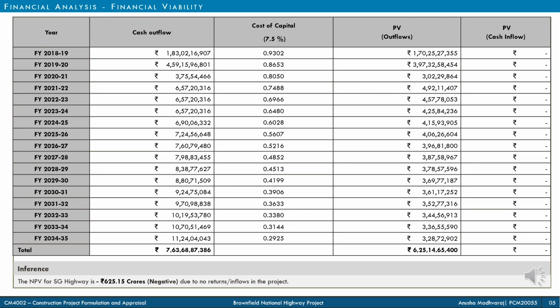Due to the absence of revenue generation, taking into consideration 7.5% PVF, the NPV for the project comes out to be negative, that is 625 crores, which makes the project financially infeasible.